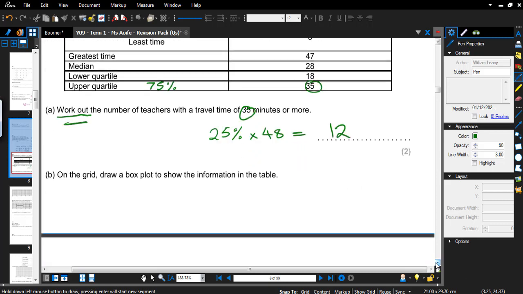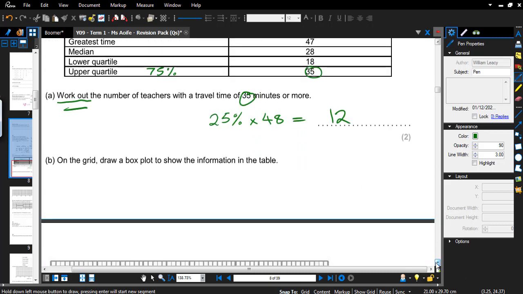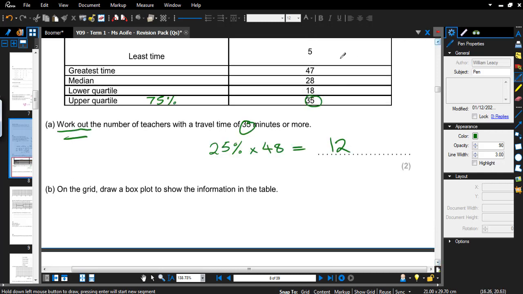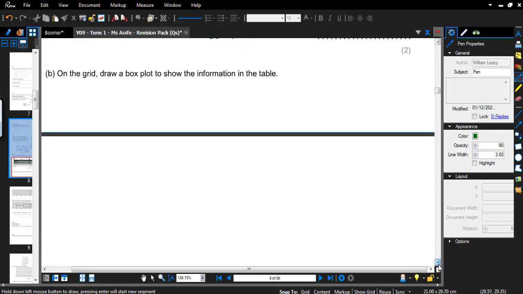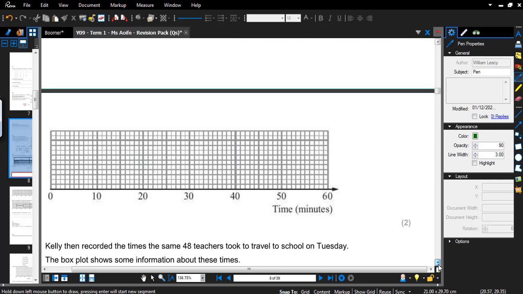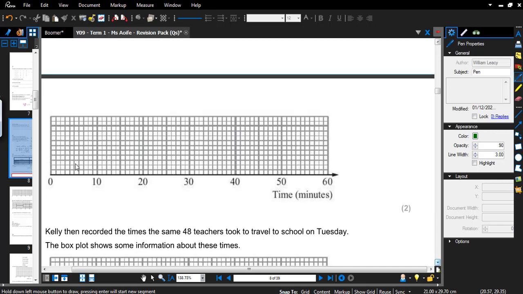and do maths. Right, now on the grid, draw a box plot. You should know how to do that by this stage. Least time. So we're going to put a line at 5, 18, 28, 35, 47. So I'm just going to stick a line in here. There we go, if my computer plays ball.